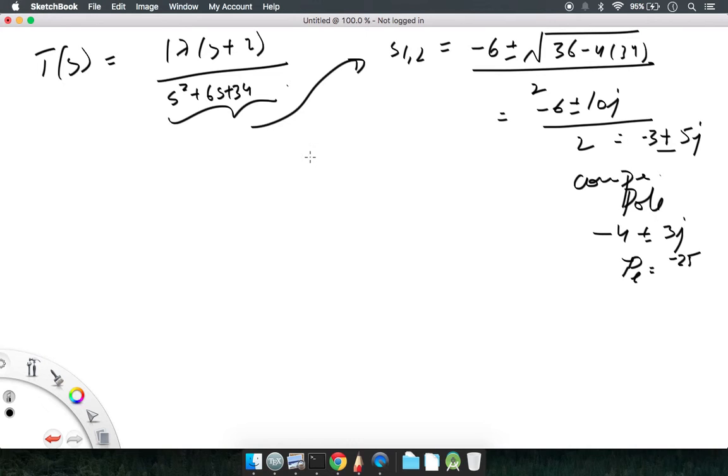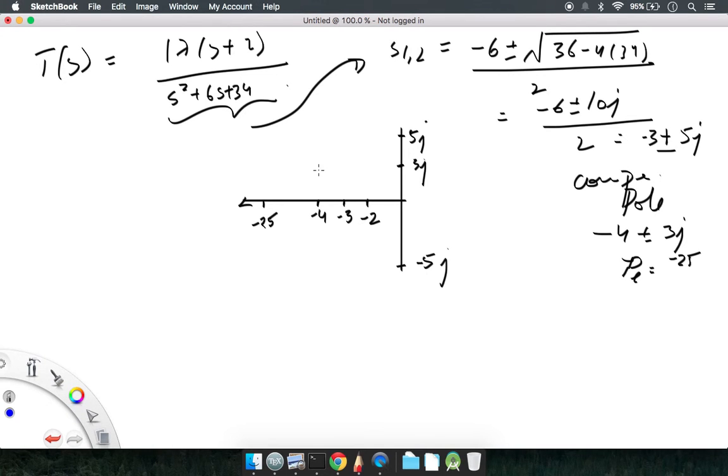Now you do your plot over here. So let's say your minus 25 is here, and your minus 4 is here, and your minus 2 is here, and your minus 3 will lie somewhere here. According to this, your 5j is here, and your negative 5j, let's put that here, and you've also got a 3j. Okay, let me use a different pen to make things easier for us.